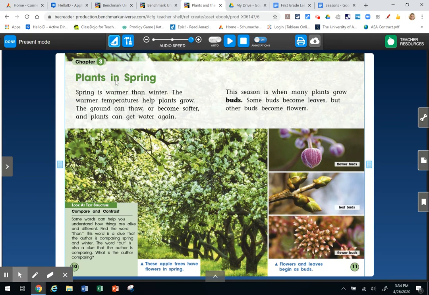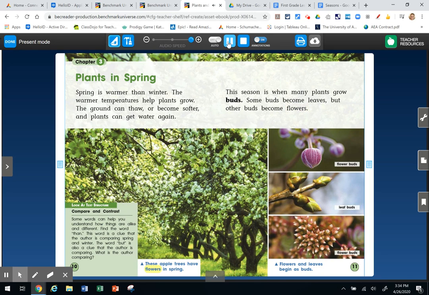Follow along. We're going to first read chapter 3 about plants in the spring, and then we'll read chapter 4 about plants in the summer. Chapter 3. Plants in Spring. Spring is warmer than winter. The warmer temperatures help plants grow. The ground can thaw or become softer, and plants can get water again. This season is when many plants grow buds. Some buds become leaves, but other buds become flowers.